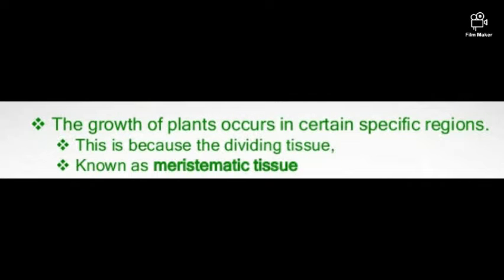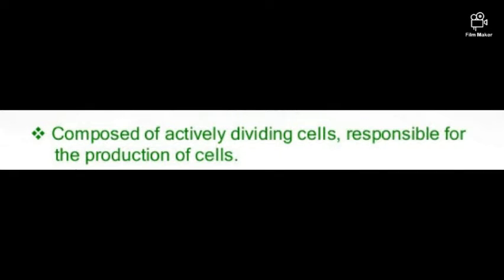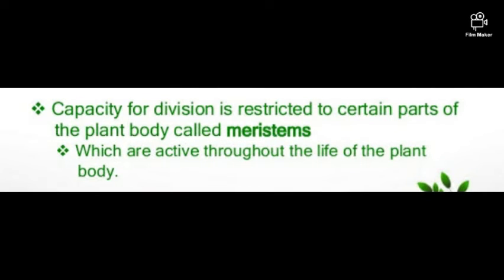The growth of the plant occurs in certain specific regions. This is because of the dividing tissue. Every cell in the plant everywhere does not keep on dividing. So the meristematic tissues are composed of actively dividing cells which are responsible for the production of more cells. So when these cells are produced, they get differentiated into the other forms which perform the other functions.